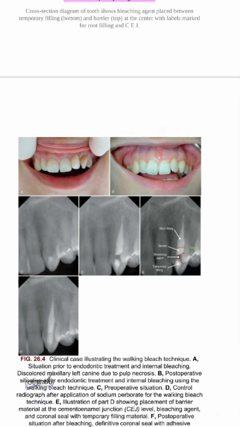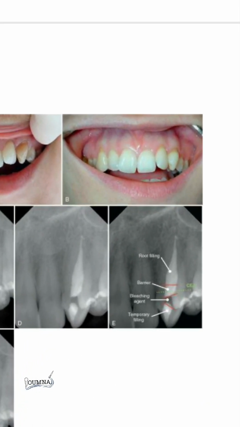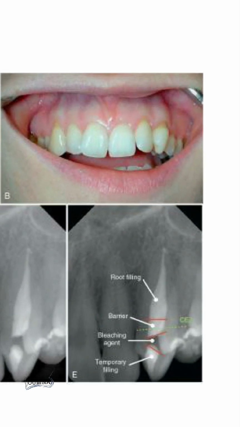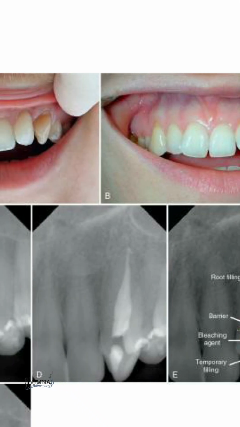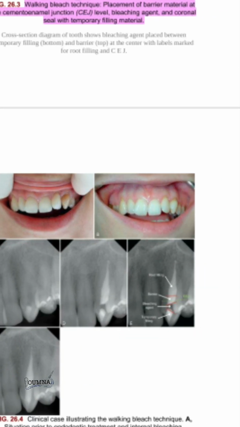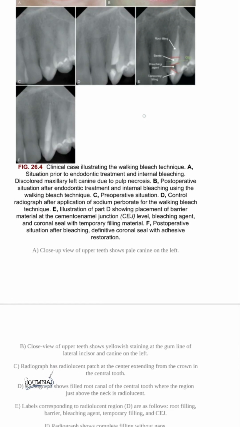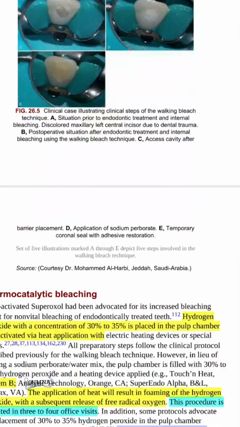This is a case where they applied the barrier, as we said, the agent, and the temporary filling, and we got a very nice end result. Another case here.